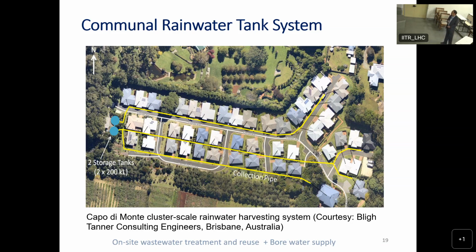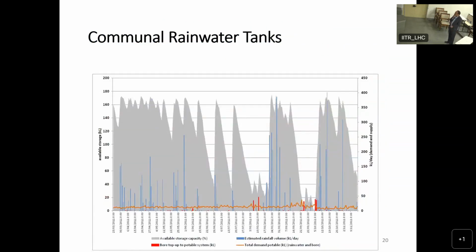So I will show you in the next slide, they have on-site wastewater treatment for reuse and bore water supply for emergency purposes. What I'm going to show in this slide is the rainfall, and this is the demand. What you can see is that is the continuous supply which is available. But at this point over here, there was a shortage of water. So they operate that borehole which they have under those conditions.